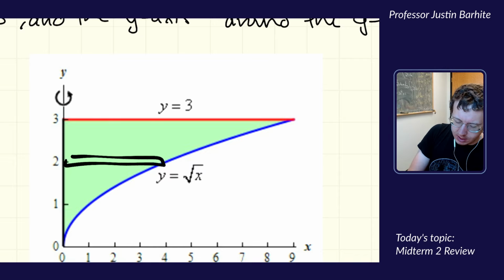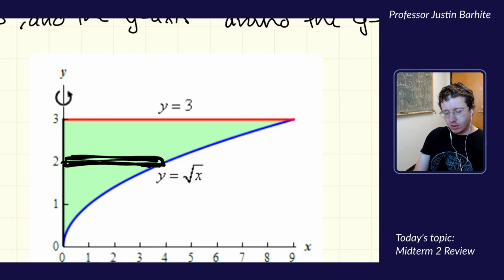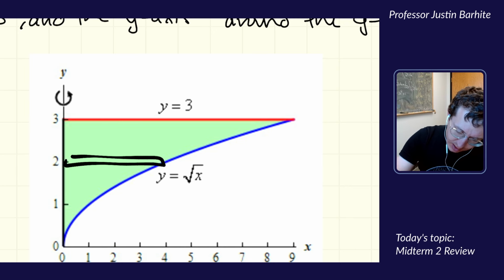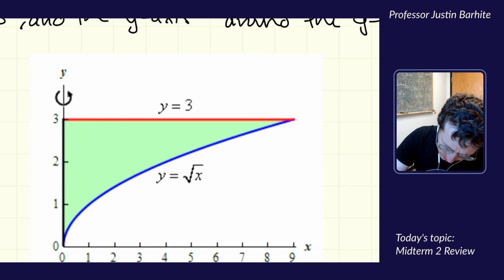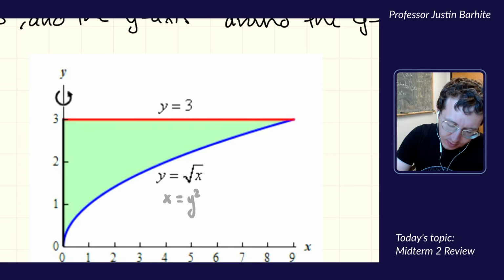But if we integrated this way, we would only have to integrate a square function, because this is going to be rewritten as x equals y squared, and then we're going to be integrating with respect to y, so that'll be an integral of y squared. I think that's the easiest approach.